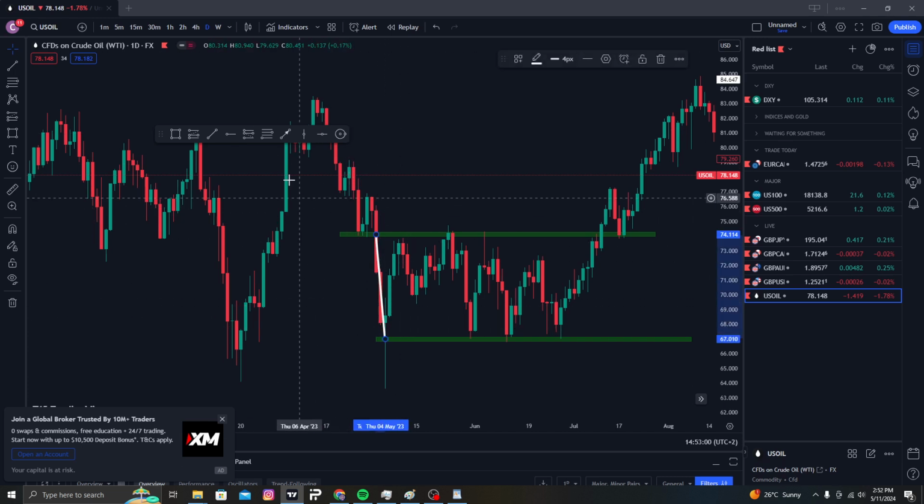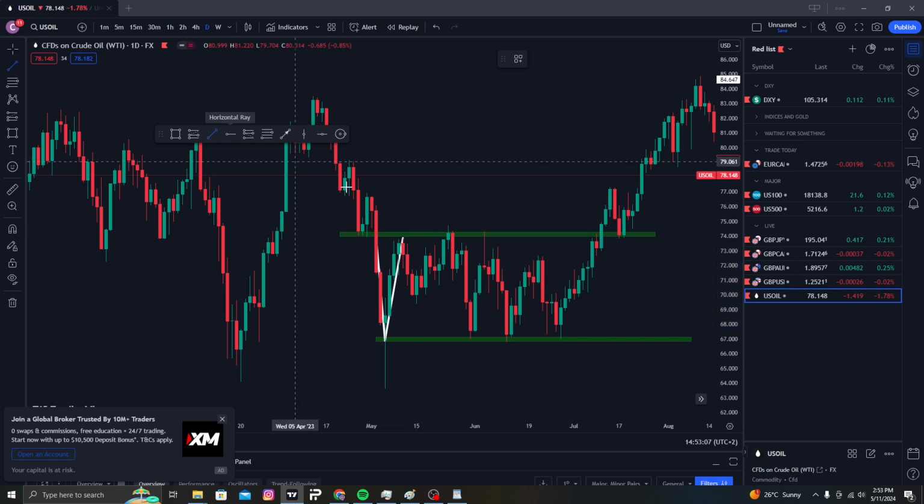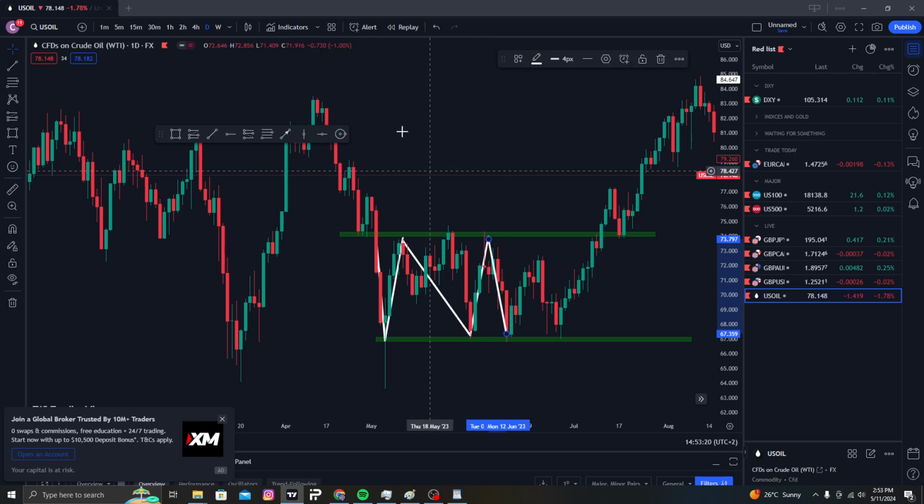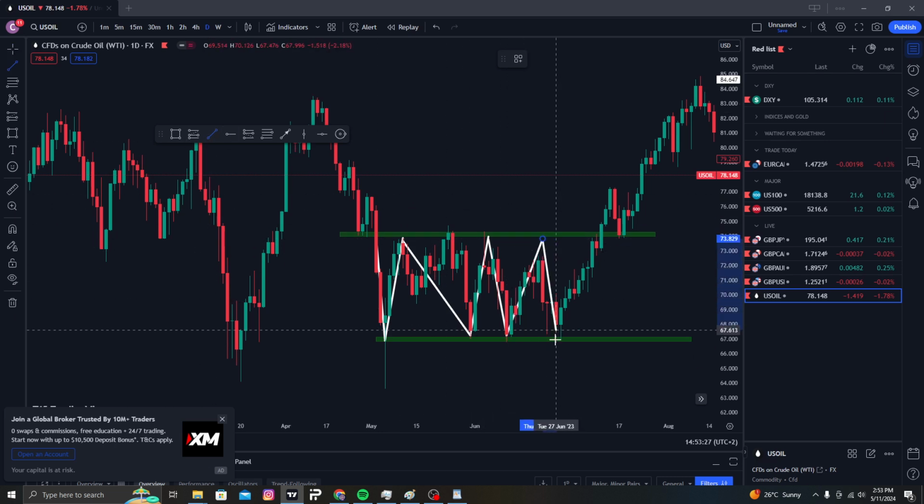It was basically doing what I was explaining. After touching this level, it was going back down. It was respecting our support and resistance. Guys, if you are not understanding properly, I'm going to put this on my YouTube channel so you can watch the stream on your own.